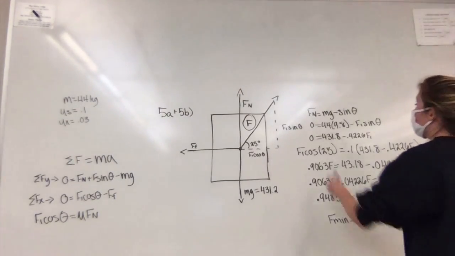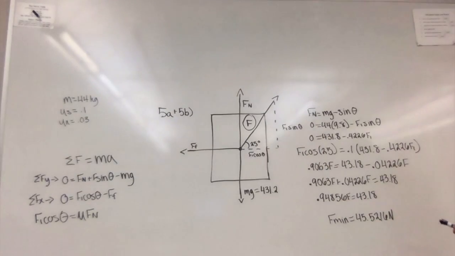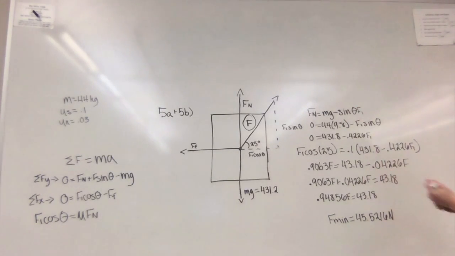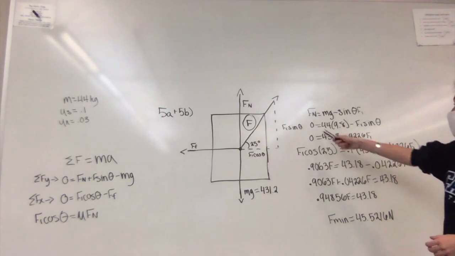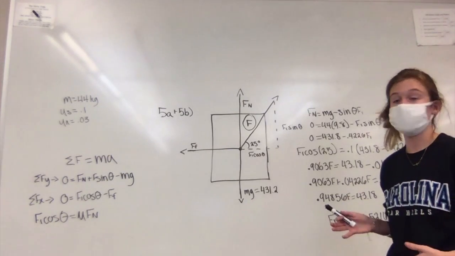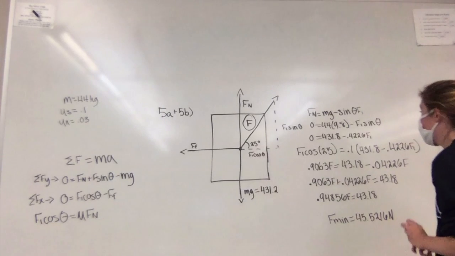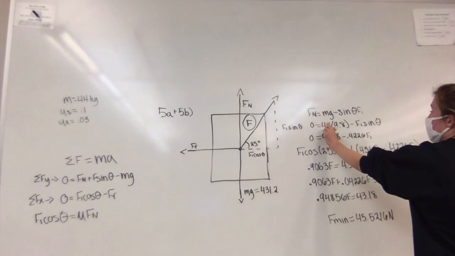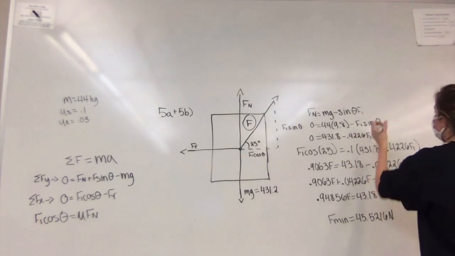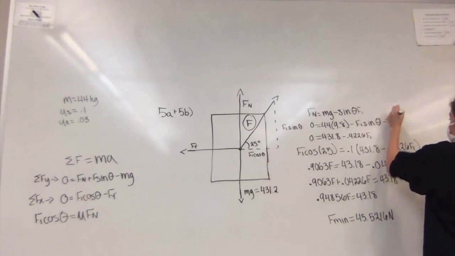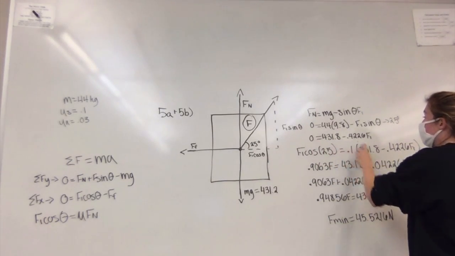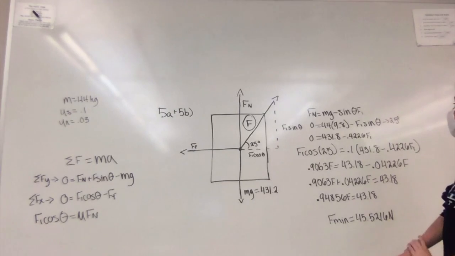So over here, I started out with saying that force normal equals mass times gravity minus sine theta times force 1. Then I set it equal to 0 because, like I said, it's the equilibrium, and everything is meant to be equal because it's currently not moving. So I did 44, which is my mass, times 9.8, which is gravity, minus F1 sine of theta. And my theta here is 25 degrees, which is given in the problem. So then it's 0 equals 431.8 minus 0.4226 times force 1.